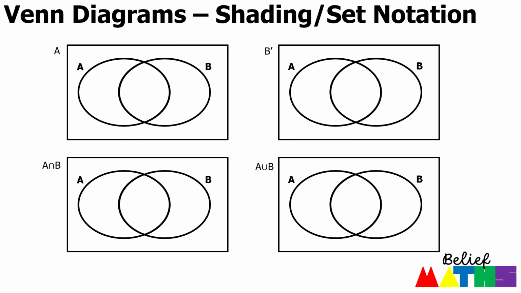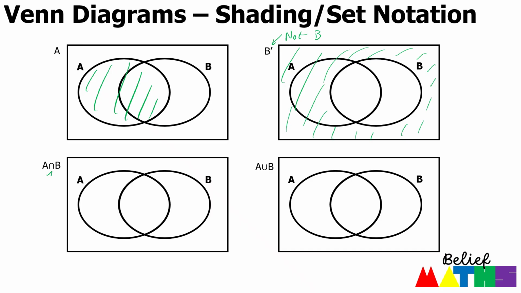The other way you could be asked about Venn diagrams is shading. There are lots of different ways to do shading. What I'm going to do in this case is just show you each of the answers. A is just everything inside of A, so it would just be that section there. B with a little apostrophe means B complement, so that means not B. So it's everything outside of B, all the way around here, and we do not include the intersection, because it has to be outside of B.